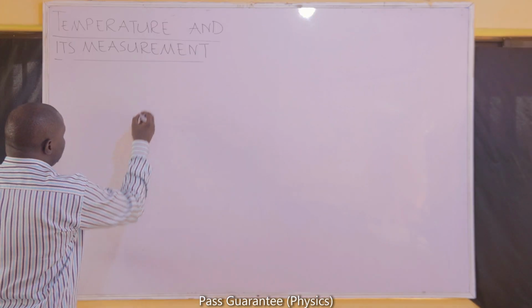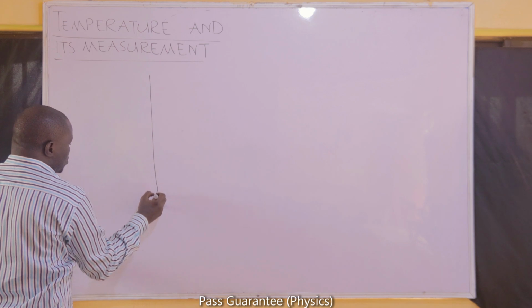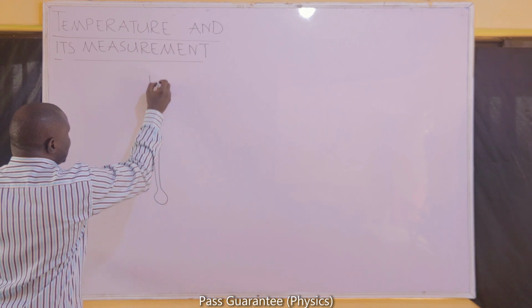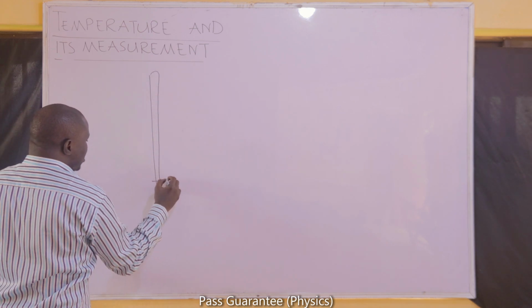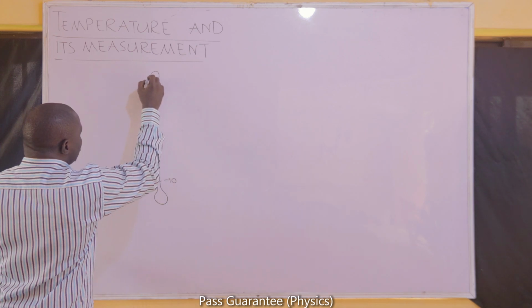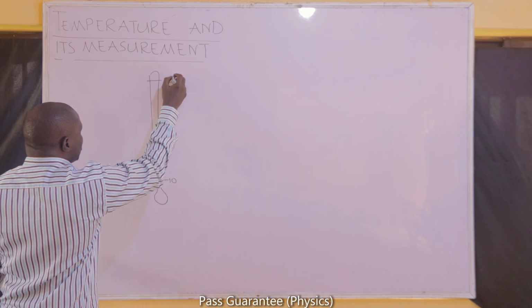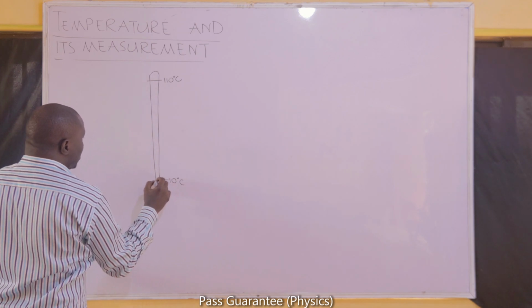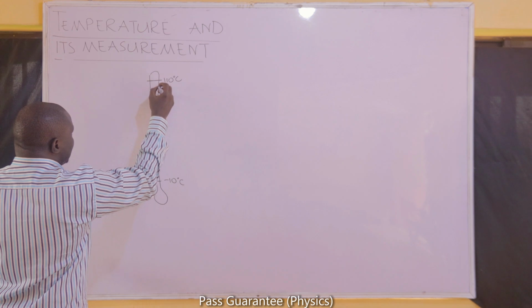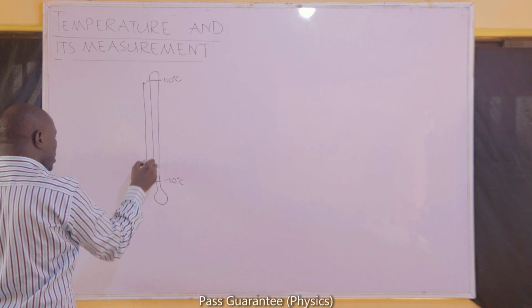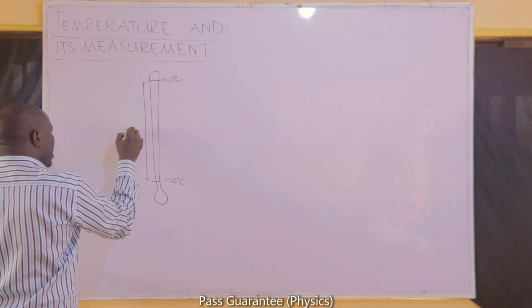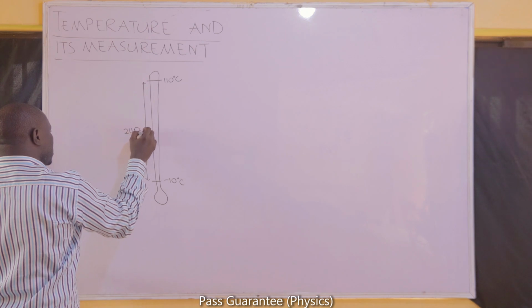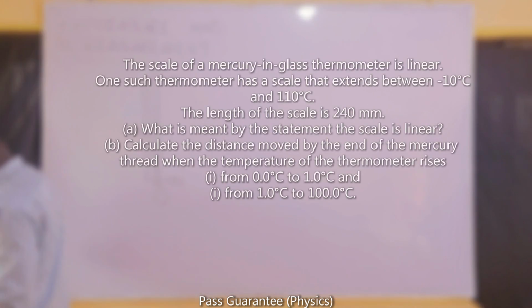There's a thermometer. It has a scale that extends between minus 10 and 110 degrees Celsius. The length of the scale starts from here and ends here. The length of the scale is 240 millimeters. We can continue.